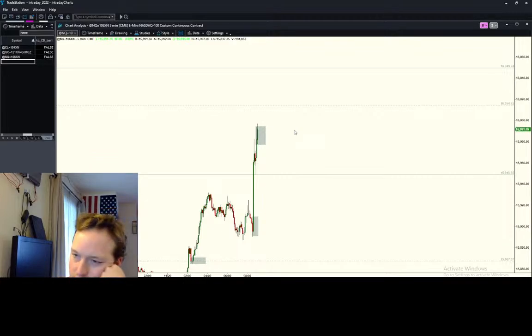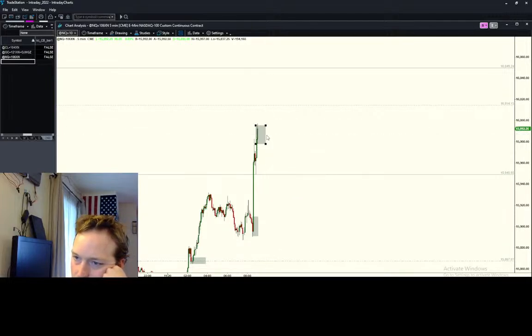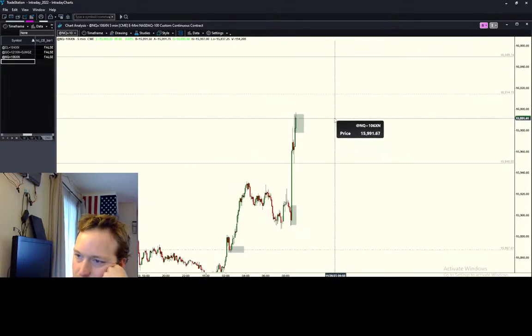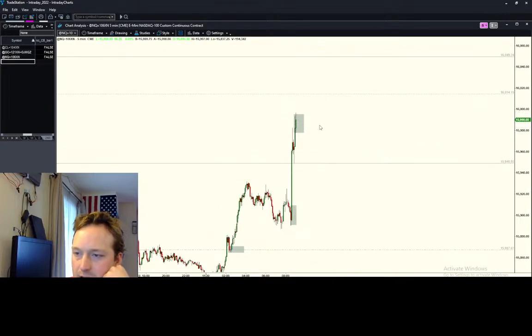No trades placed. I just want to see how it goes. At this point, it's poked its head out. It would have filled me long, and now it's coming down. I'd be negative, and my stop loss would be at this split right there to go lower.